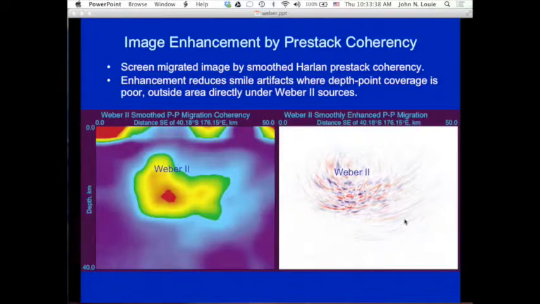Right. With using a P-to-P imaging condition, the P-to-P times, you can't follow those hyperbolas. They look incoherent. They look like noise.